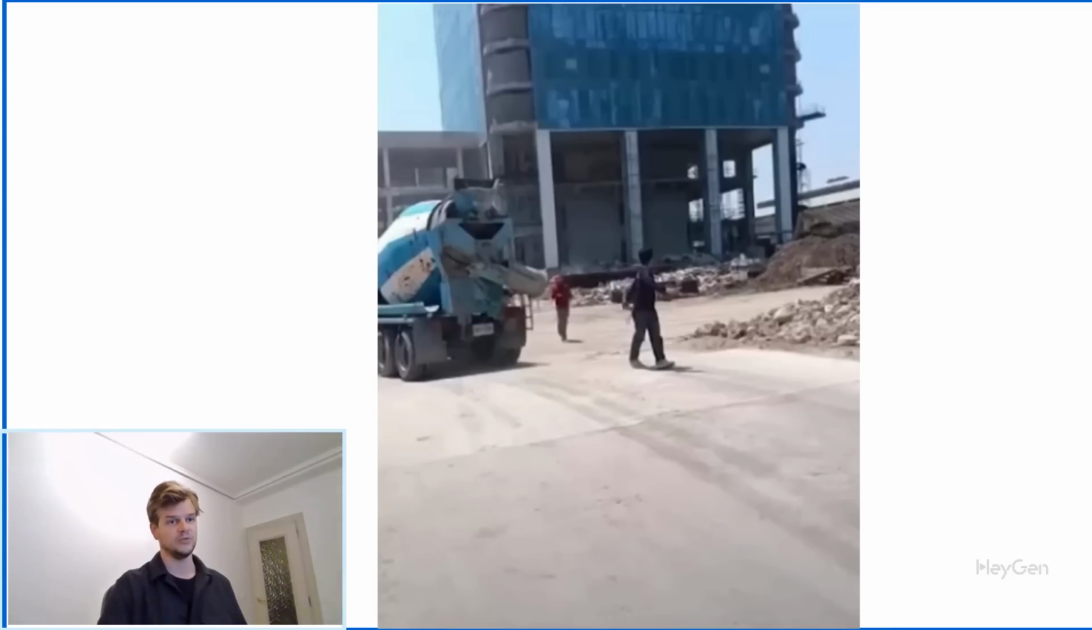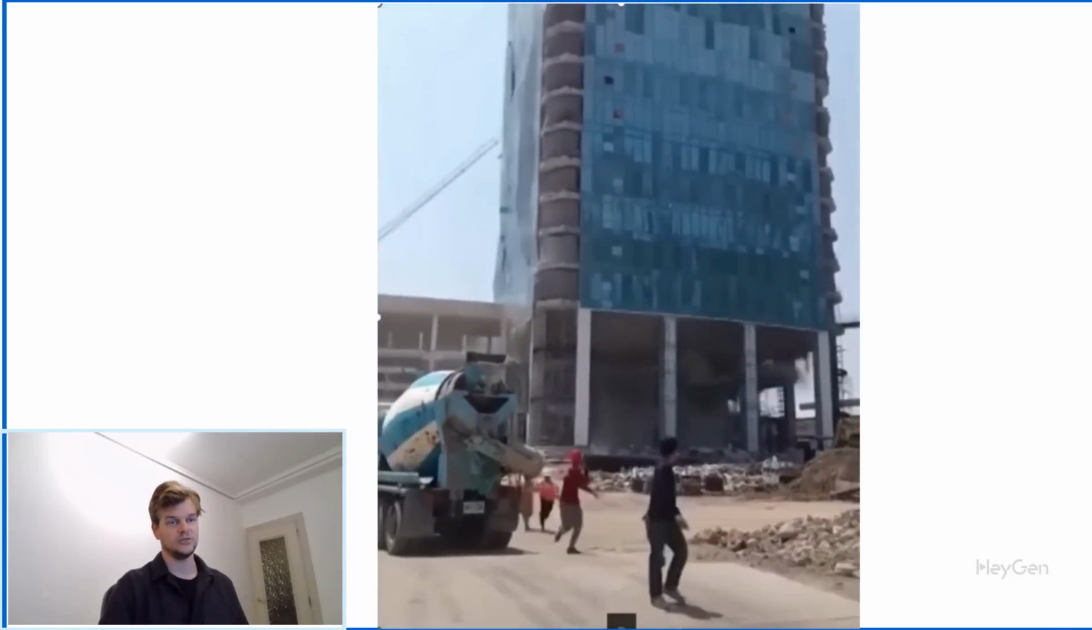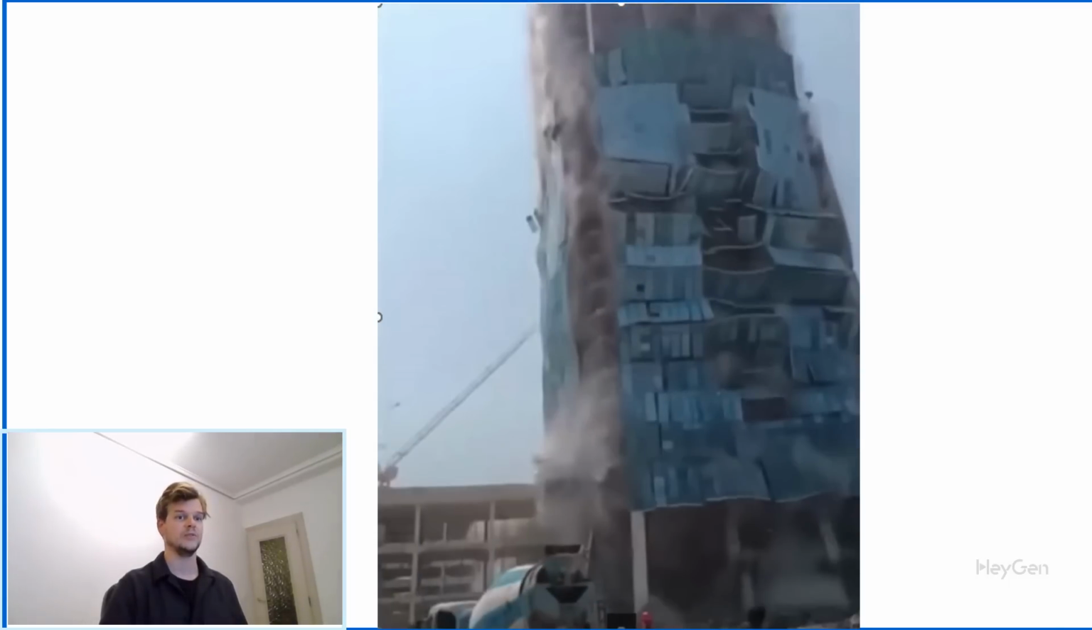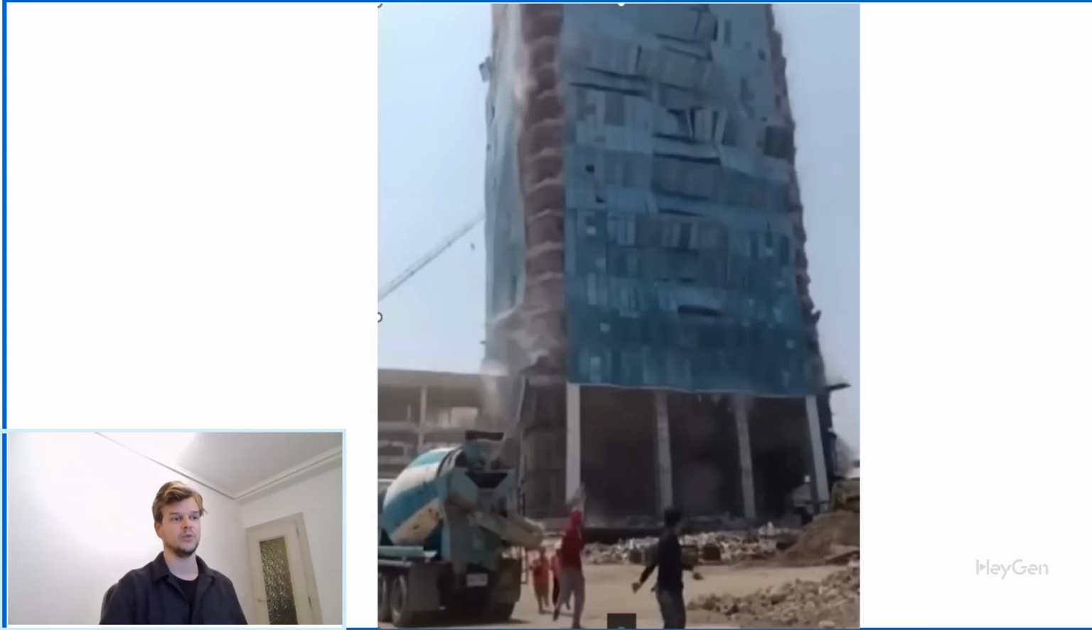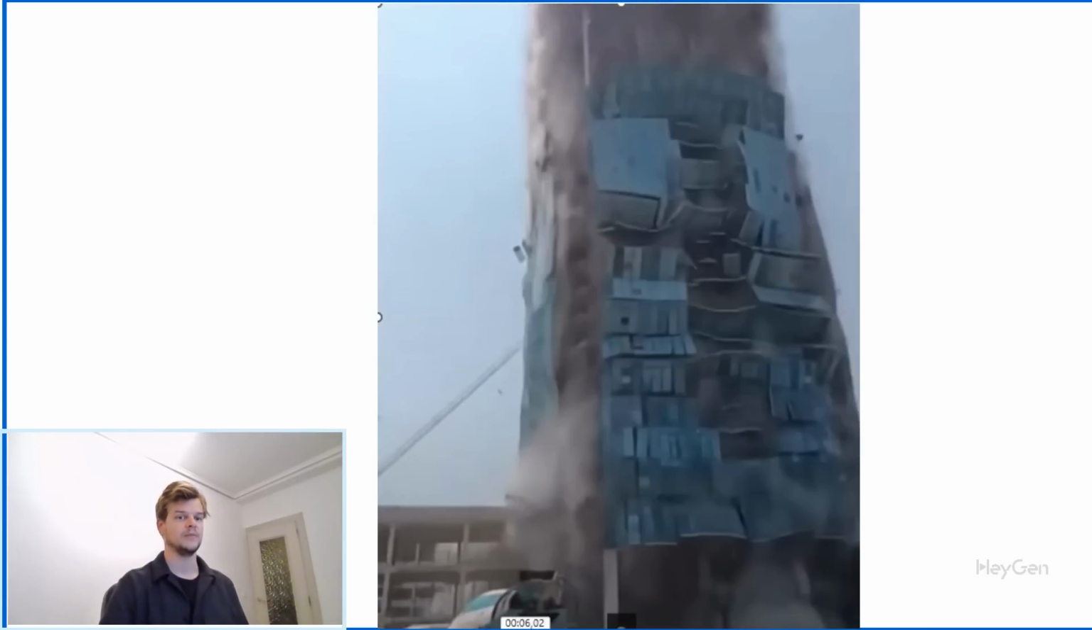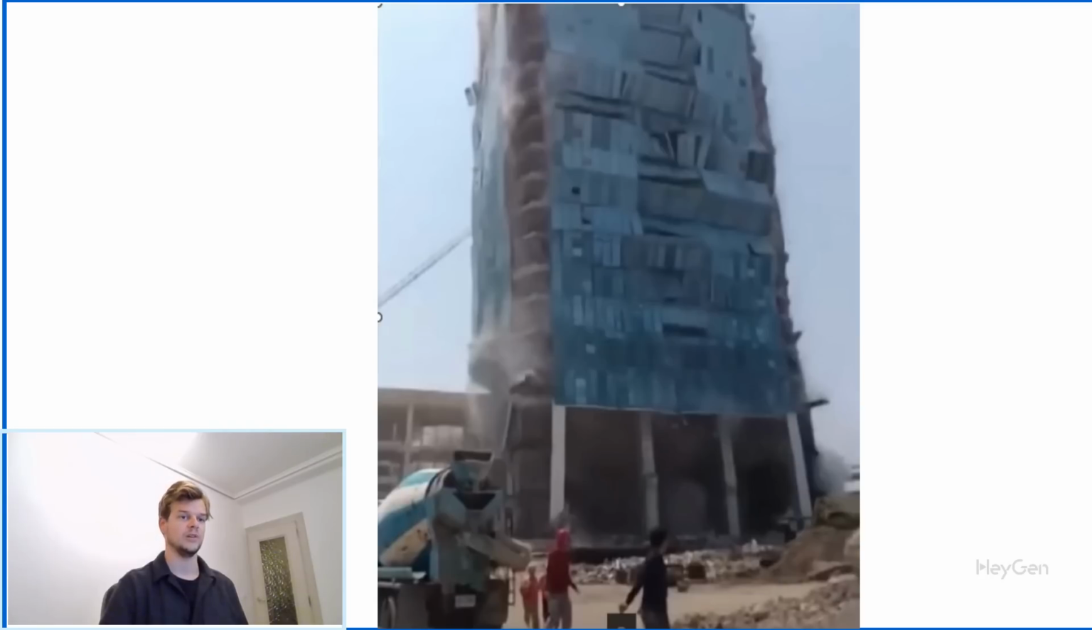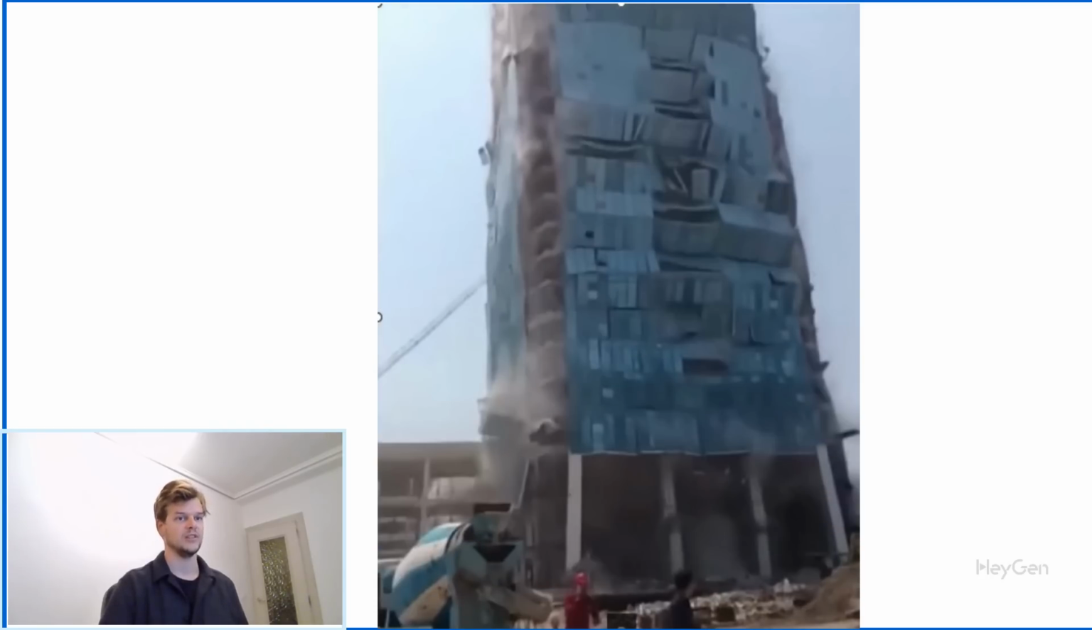Now let's go back to the original collapse footage and slow it down. Watch closely. We'll freeze the video at key moments. First, you can see cracks forming in the front columns, the light blue column in the previous model. These are the soft story columns. They begin to buckle and fail before any other part of the structure.